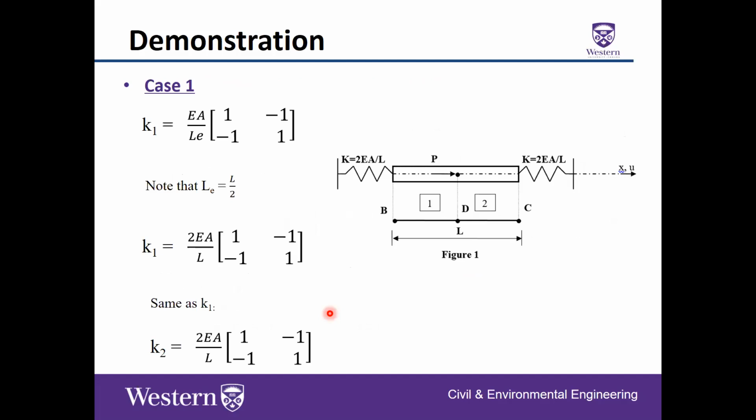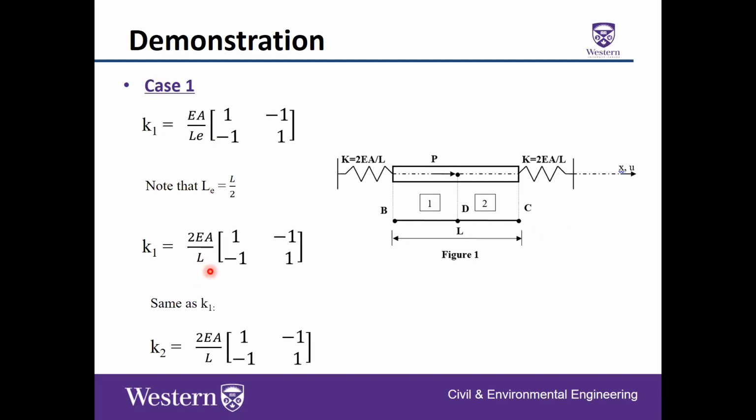So for element 1, we have EA over LE, 1 minus 1, minus 1, 1, that we just took from the lecture notes. And we know that LE, the length of the element, is not the entire length given in the problem. The entire length is L capital. So the length of element 1 or element 2 is L over 2. So we will remove LE and put L capital over 2, which gives 2EA over L.